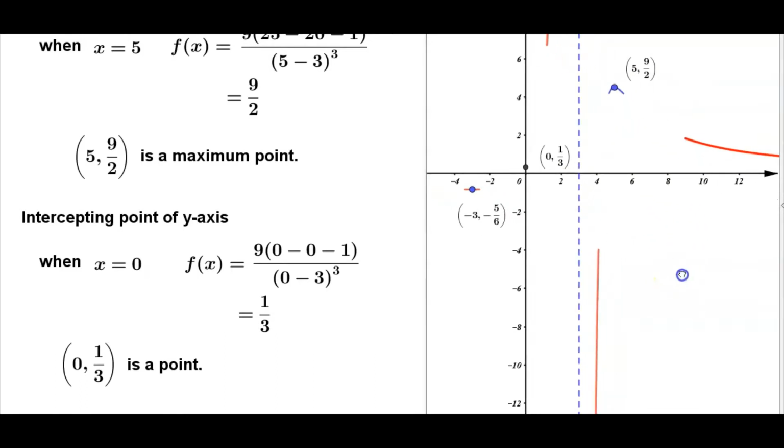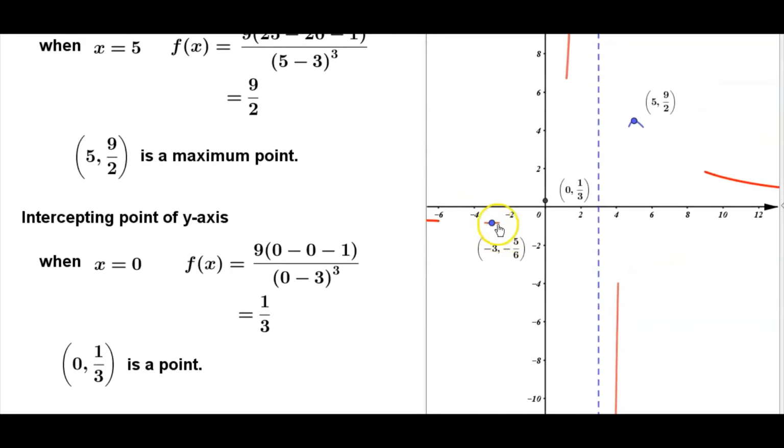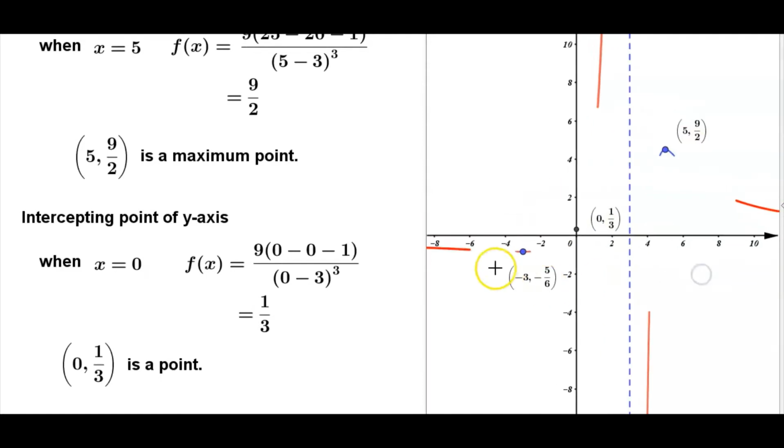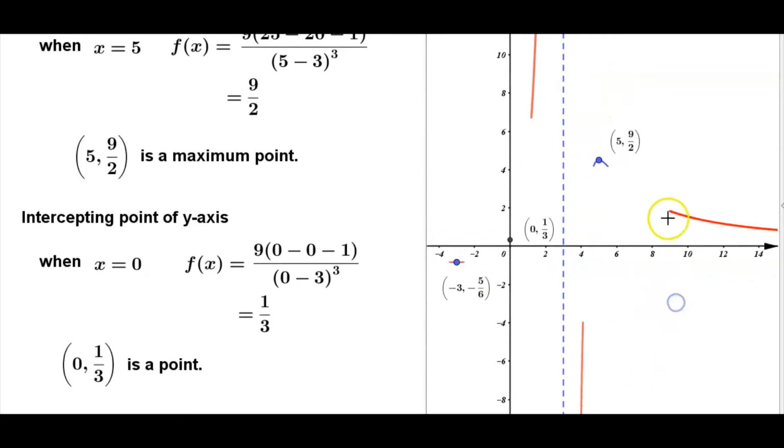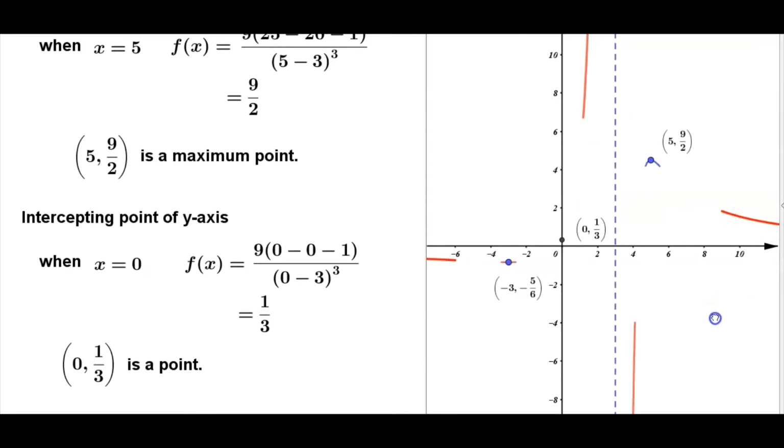Now we got 3 points. Here one of the minimum point. Here one of the maximum point. And this is the intercept point. And the approaching part of the graph. Here approaching, here approaching this line, here approaching the x-axis.